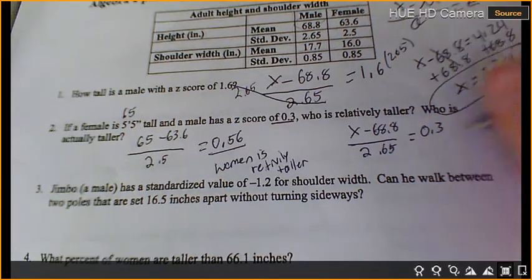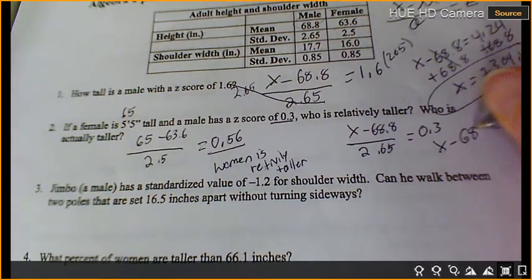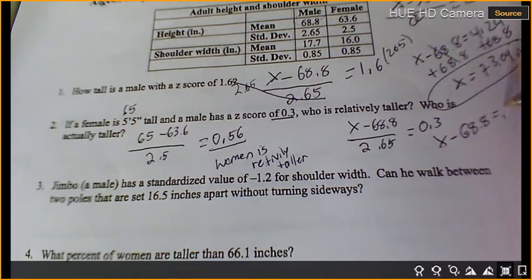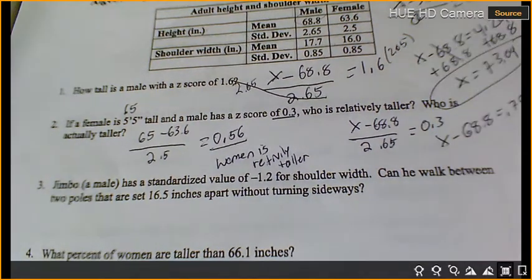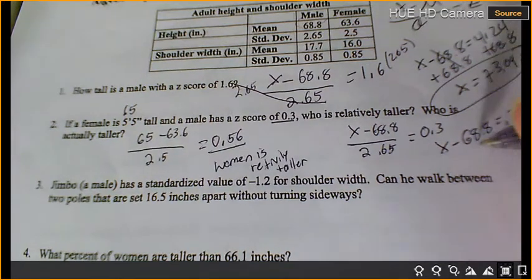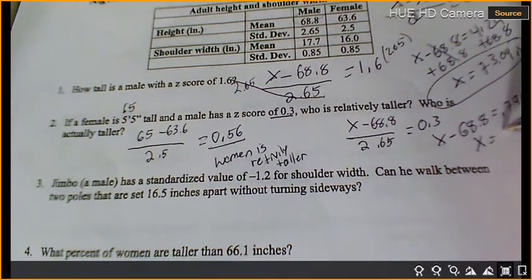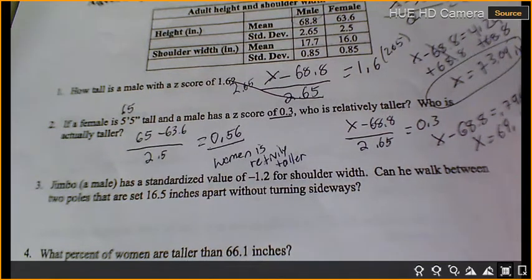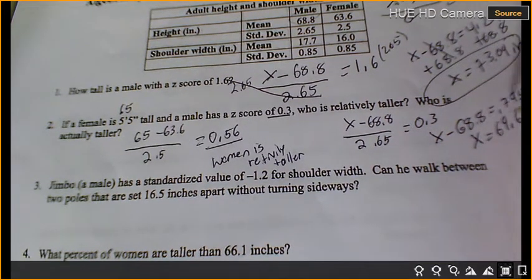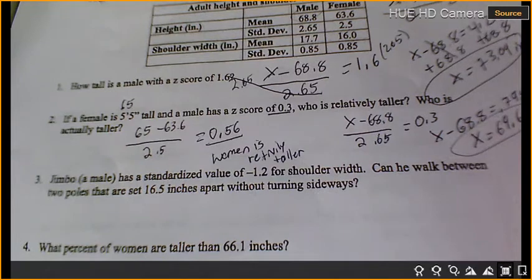So I've got x minus 68.8 equals 0.795. And then I'm going to add that to 68.8. And I get that the man was 69.6, I'm going to round up, inches. So who is actually taller?